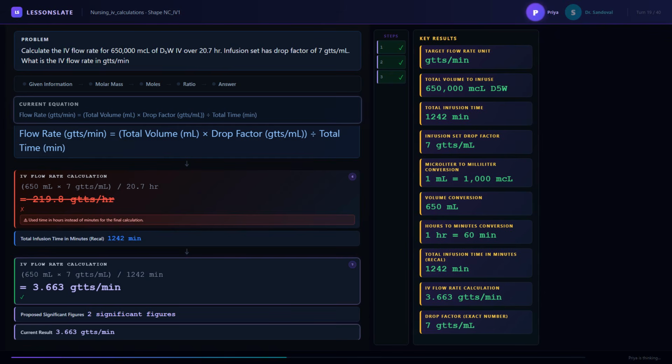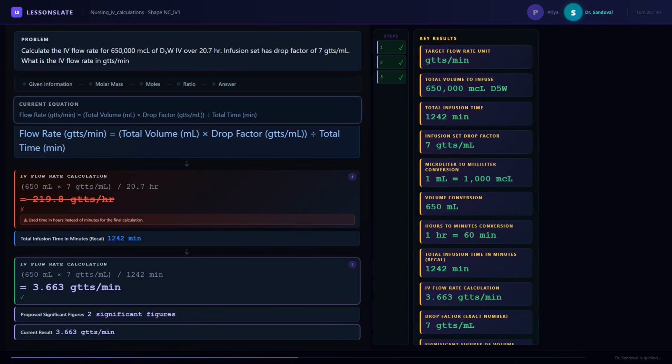That's good to know about the drop factor. So, for 650,000 microliters, the trailing zeros without a decimal make me think it's just 2 significant figures, the 6 and the 5. But for 20.7 hours, since the 0 is between 2 non-zero numbers, I'd say that's 3 significant figures. Is that right for both?